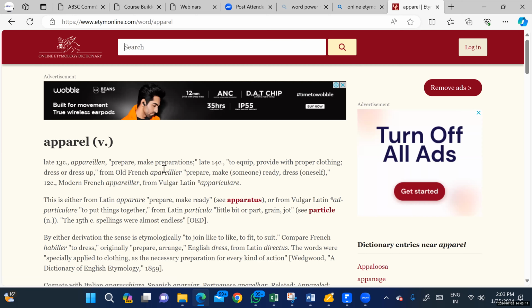Prepare, make preparation. Prepare is also coming from this word here, to produce, prepare. Pre and pair. This is also coming from the same word, pair. See? Apparel, prepare, make ready. Apparatus, which we use in the laboratory. So, you see, we can find so many words coming from this word, which means to produce, to make something.